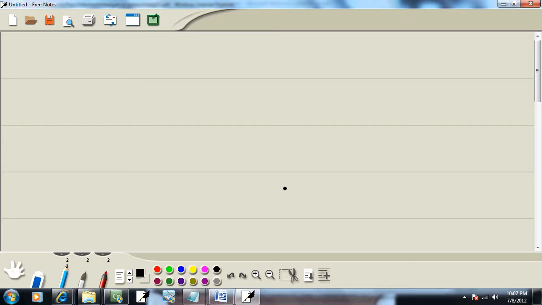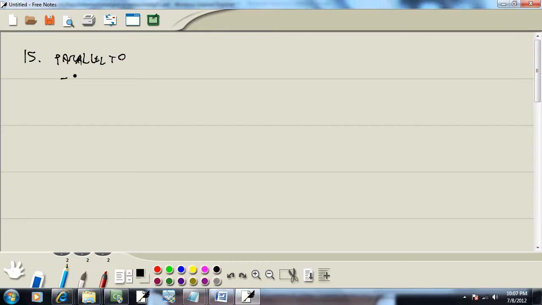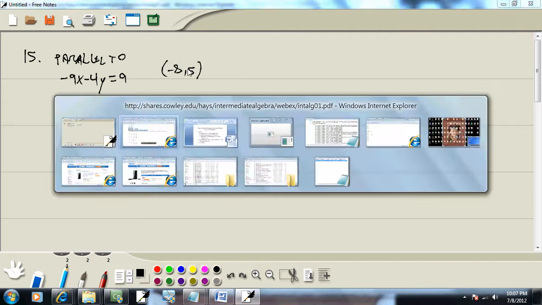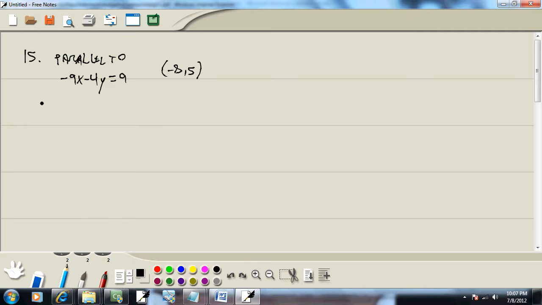15. It's going to be parallel to negative 9x minus 4y equals 9. And it passes through the point negative 8, 5. See what form they write in. They write in slope-intercept form. Okay, so step 1, find m.